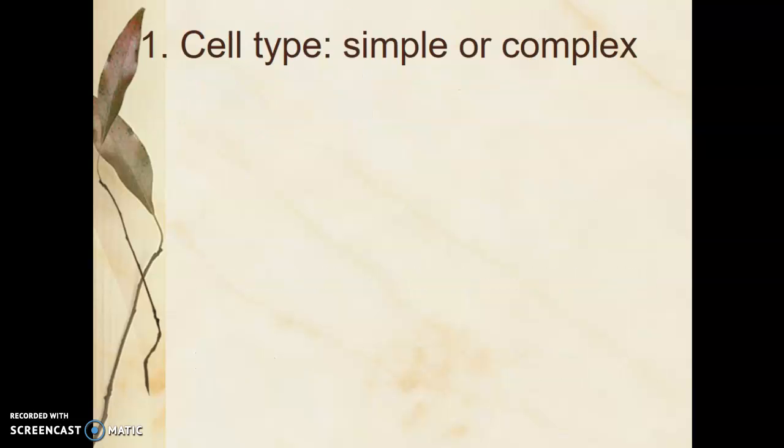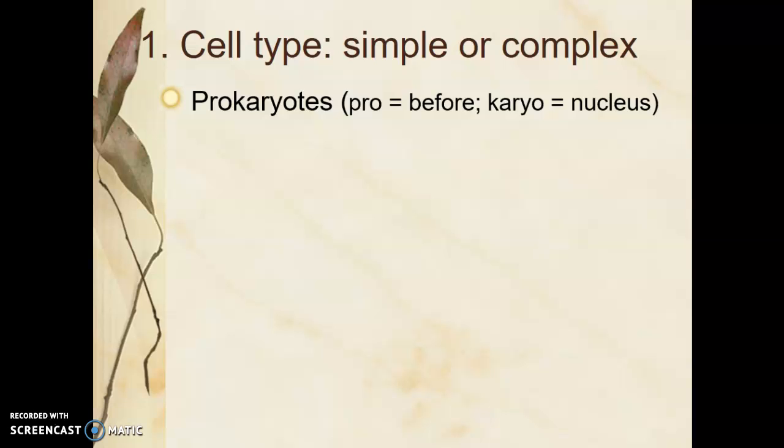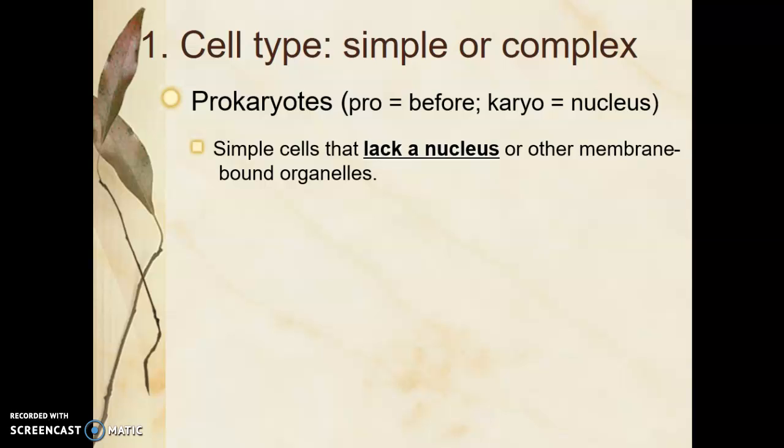So cells can be simple or complex. You have really complex cells, but not all organisms do. Organisms whose cells are not complex are called prokaryotes. Pro means before, karyo means nucleus. So these are cells that lived before a nucleus was present. So these are simple cells.